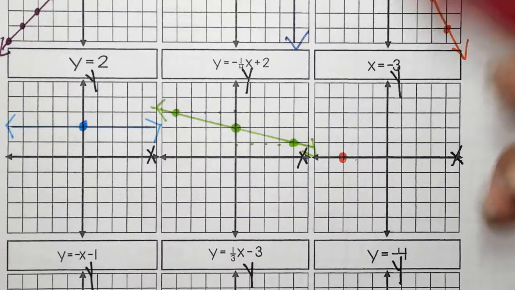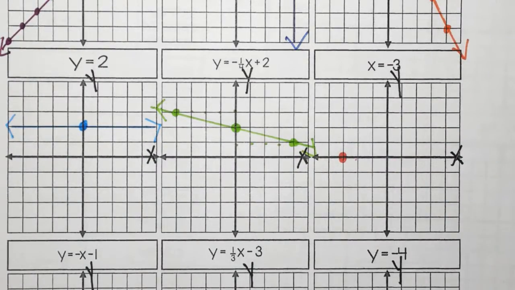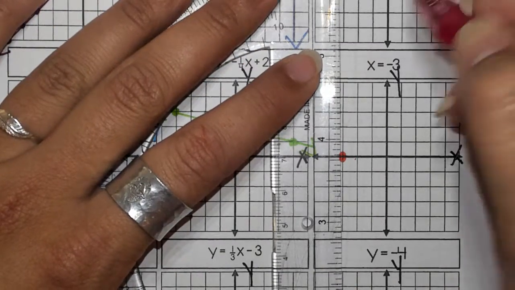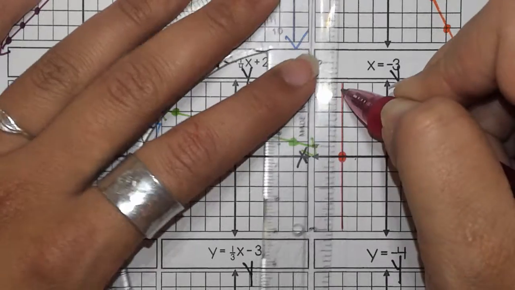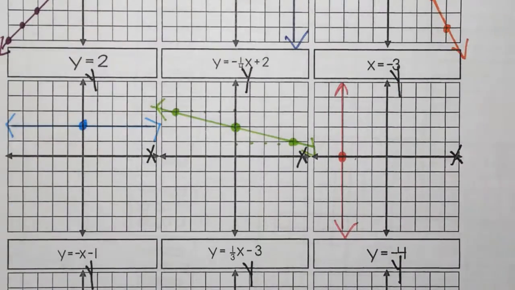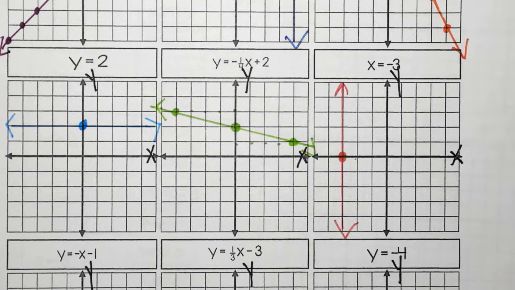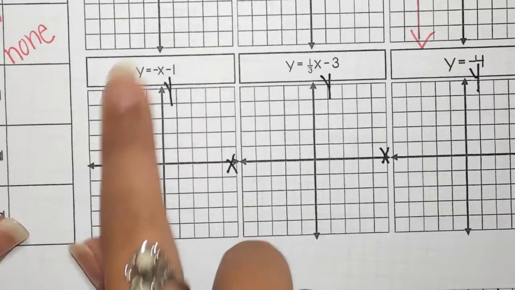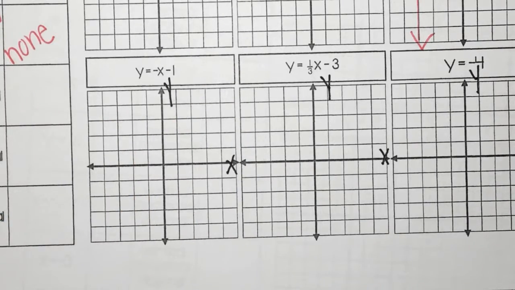Now, it's a vertical line, so is that straight up and down or left and right? I think it's left and right. No, straight up and down. Straight up and down. Graph the next one without me. So we just graphed this one. Now we're graphing y equals negative x minus 1. This guy right here. Graph this one. See?